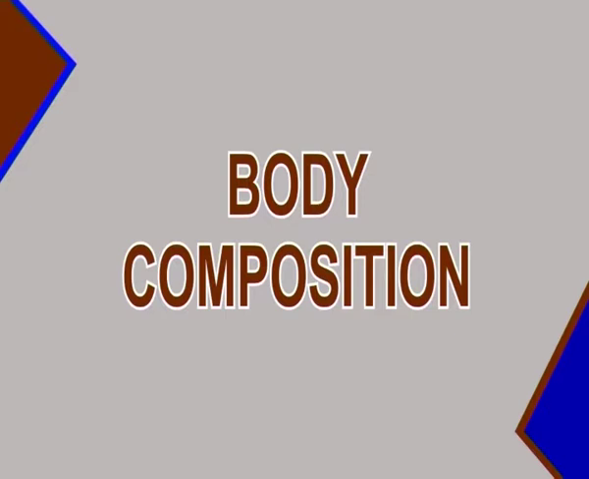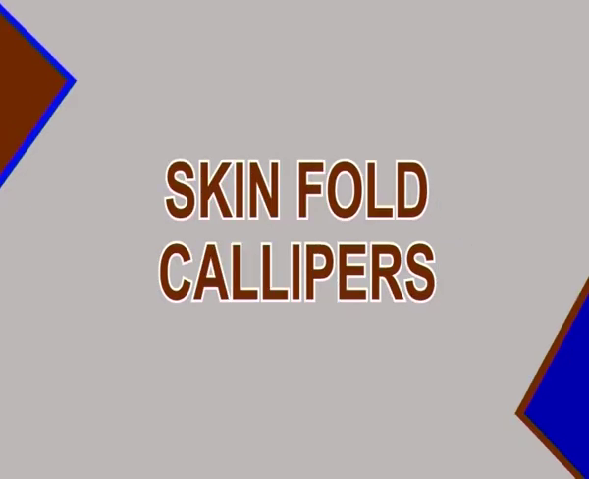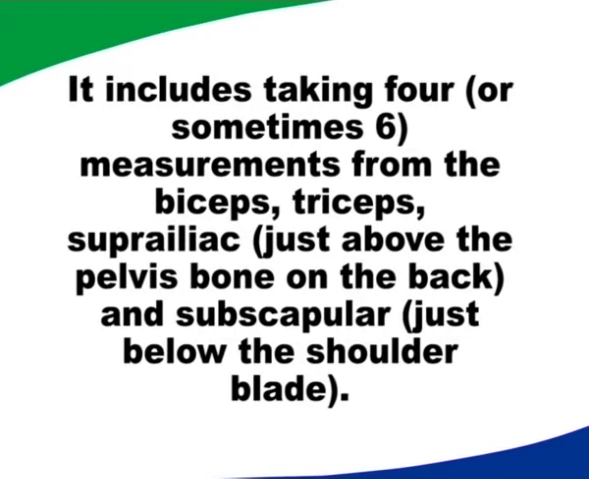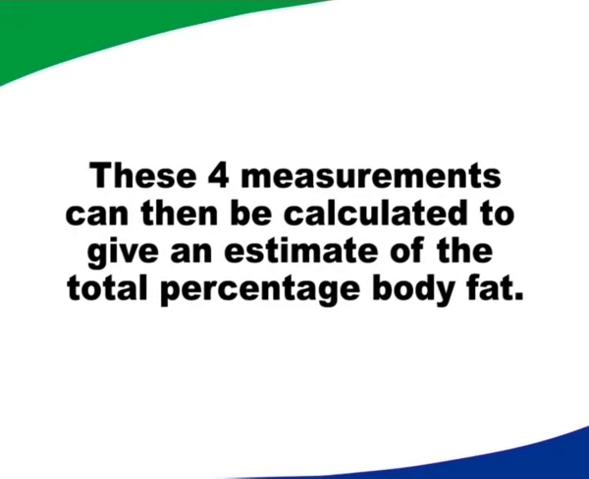Body composition, skin fold calipers. These can be used to determine the percentage of body fat an athlete has. It includes taking 4 or sometimes 6 measurements from the biceps, triceps, suprailiac, just above the pelvis bone on the back, and subscapular, just below the shoulder blade. These 4 measurements can then be calculated to give an estimate of the total percentage body fat.